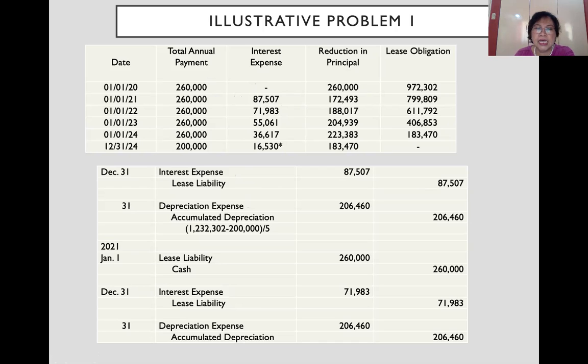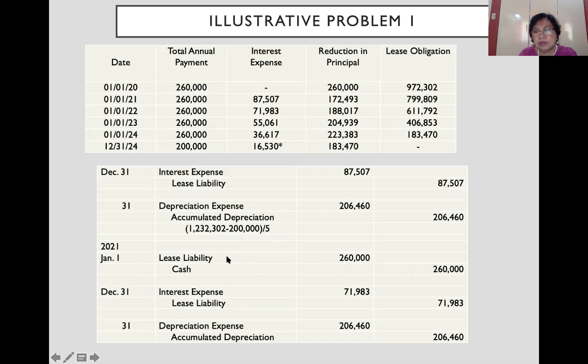And then, depreciate the asset. Again, there is no expected transfer of title, so the asset will have to be depreciated over the lease term of 5 years only. And in considering the depreciable cost, you have to consider only the guaranteed residual value. So we debit depreciation expense, credit accumulated depreciation. That is 206,460. Such that come the next periodic payment, your entry to record the periodic payment is to debit lease liability 260,000 and credit cash for 260,000.